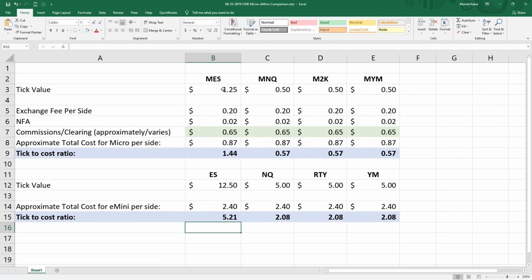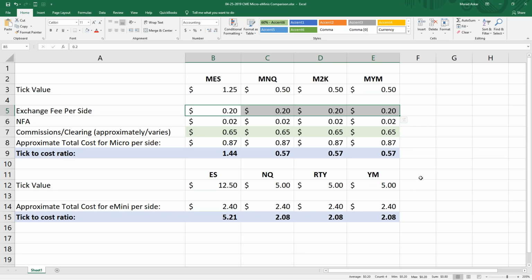Okay, so we know the tick value is $1.25 for the S&P. For the NQ, it'll be 50 cents. For the Russell, 50 cents. For the YM, 50 cents. The exchange is charging 20 cents per side. That's what the exchange is charging for it.